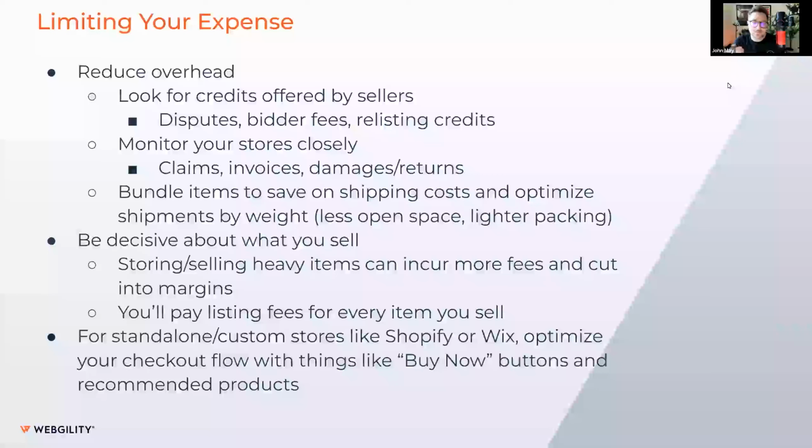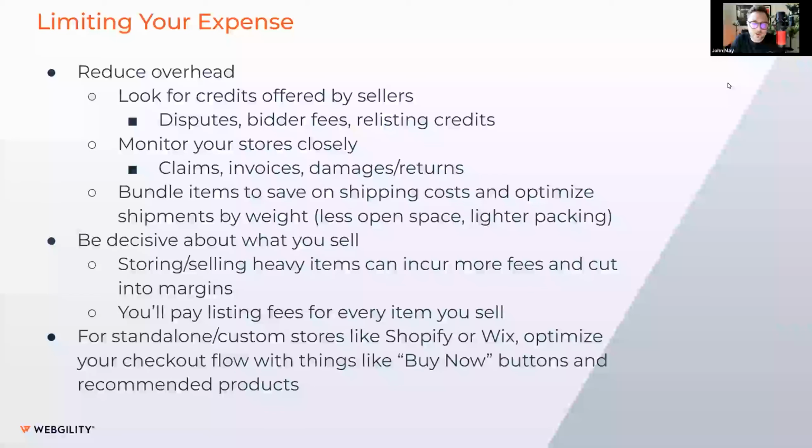Some other things to consider would be bundling items. If you see people buy certain things together pretty frequently, bundle them together to save on shipping costs, and make sure they're shipped in the same package, and then optimize your shipments by their weight. So making sure that there's less open space in packaging, and using thinner packing paper, stuff like that, all definitely adds up, especially when you're scaling and you have more orders to fulfill. It definitely piles up.